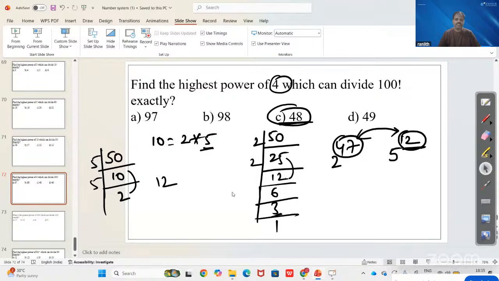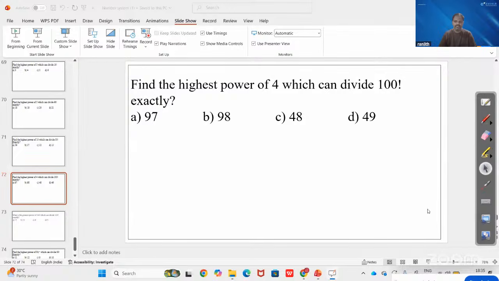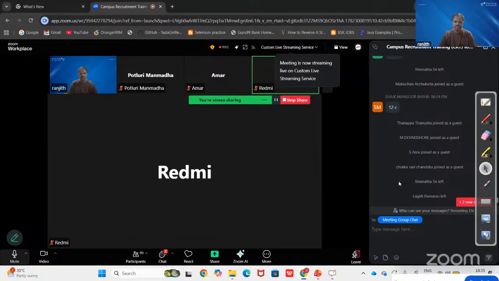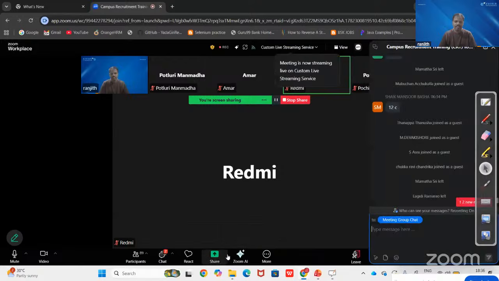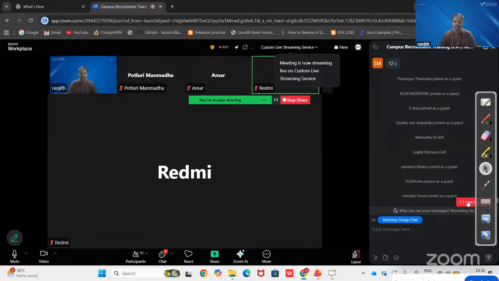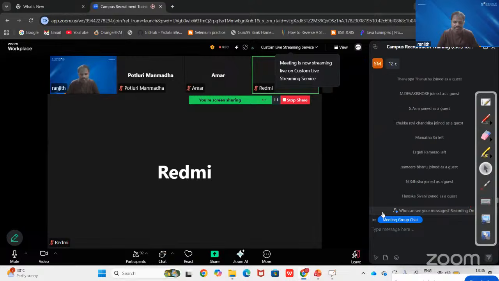Next question is find the highest power of 4 which can divide 100 factorial exactly. Option C.